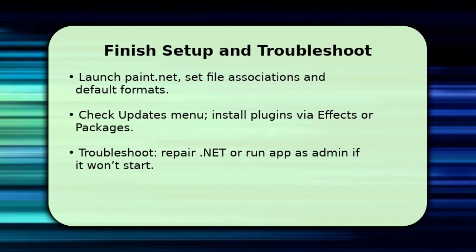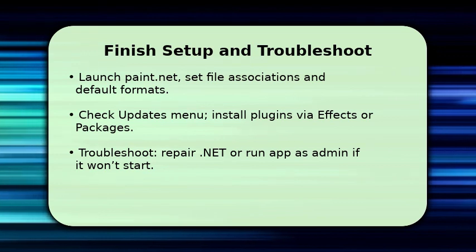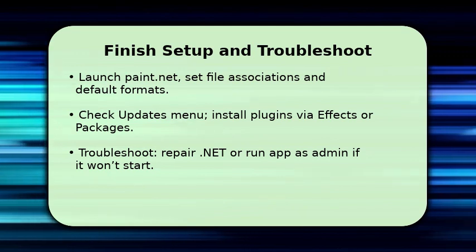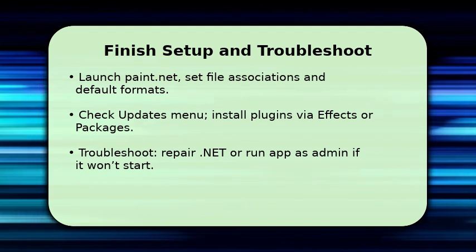Once running, go to Help or Settings to check for updates and install any plugins you need through the Effects or Package Manager. If something goes wrong, try one key troubleshooting tip: repair or reinstall the Microsoft .NET runtime and then run Paint.NET as administrator. If problems persist, uninstall and reinstall Paint.NET to restore missing files and reset configuration.